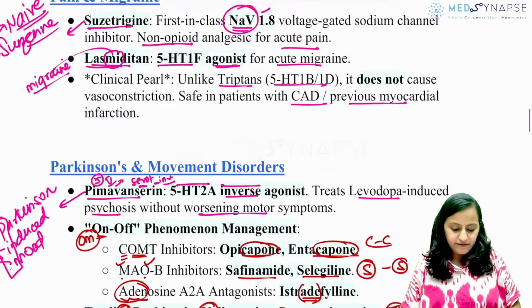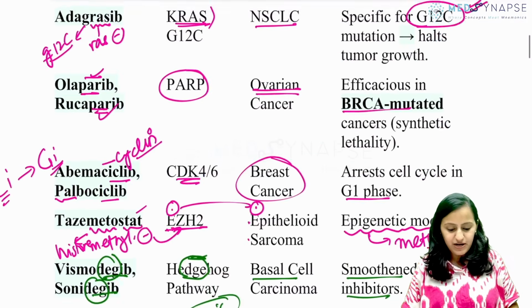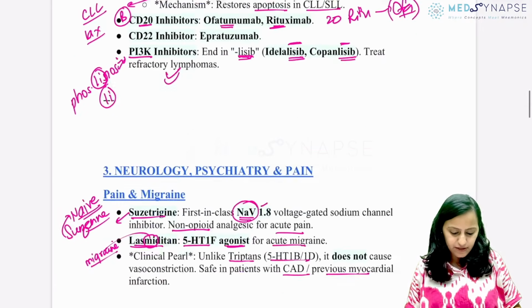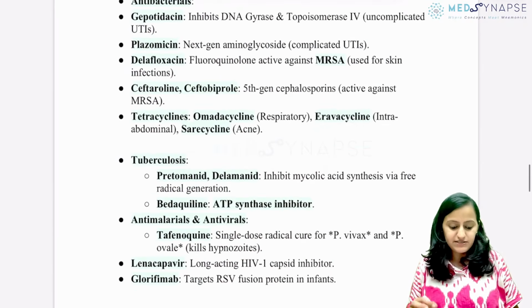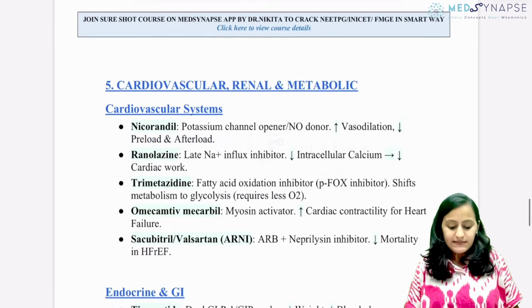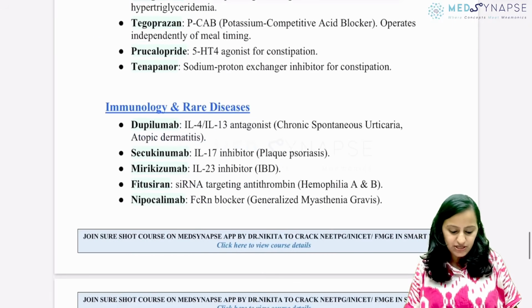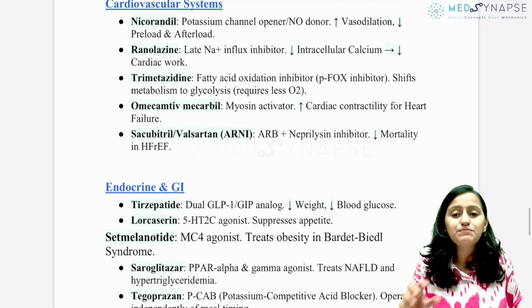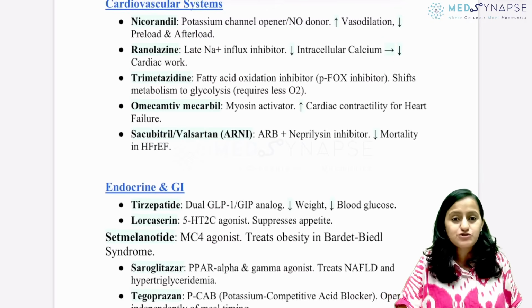Right, so far we have covered a lot of drugs, like you can see. The rest of the new drugs, including drugs for infectious diseases, the CVS system, endocrine, GIT, and some immunology and rare diseases, we shall be covering in part 2 of the video for this topic.